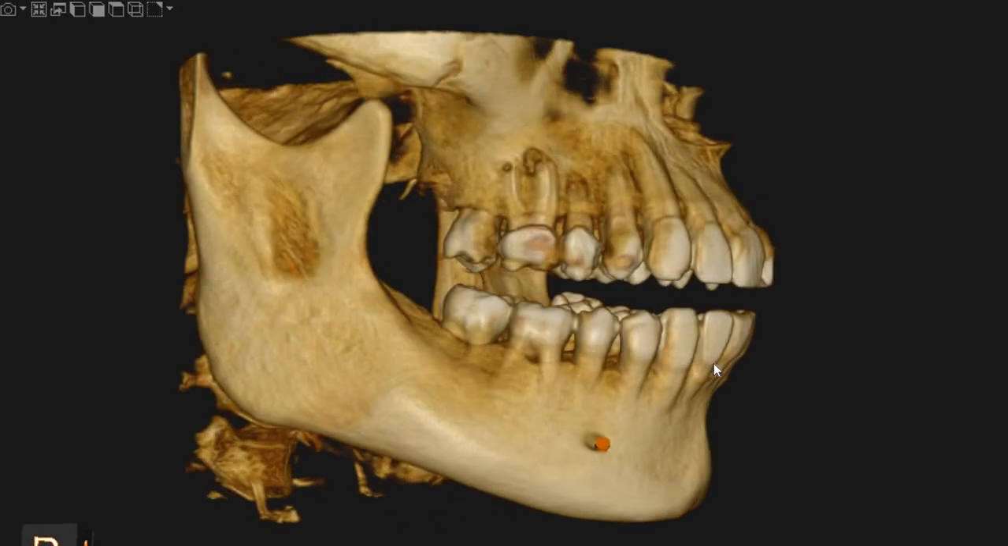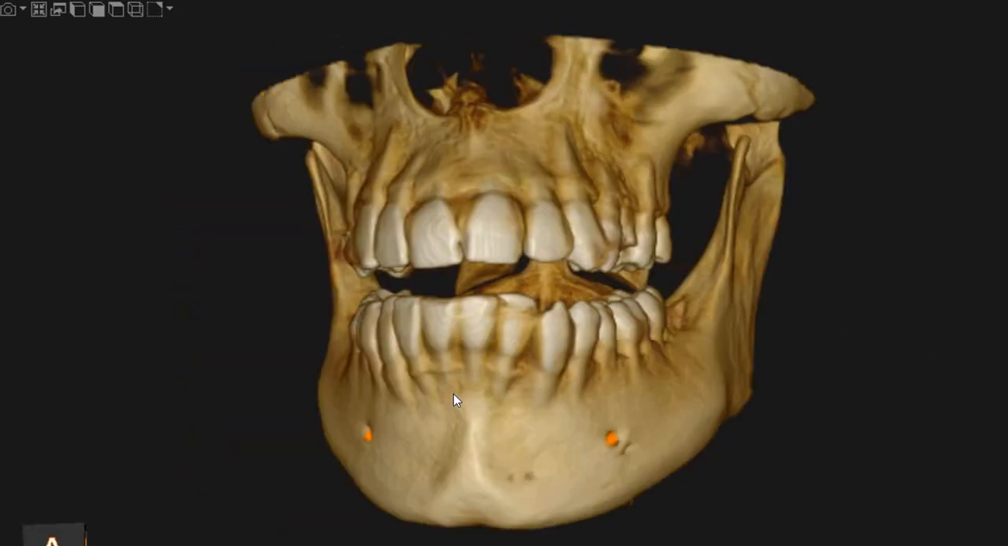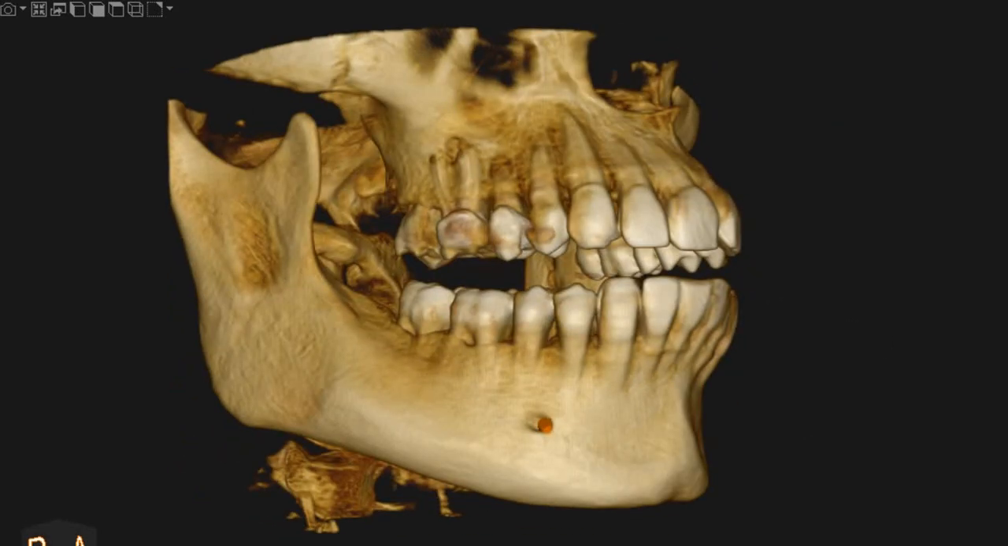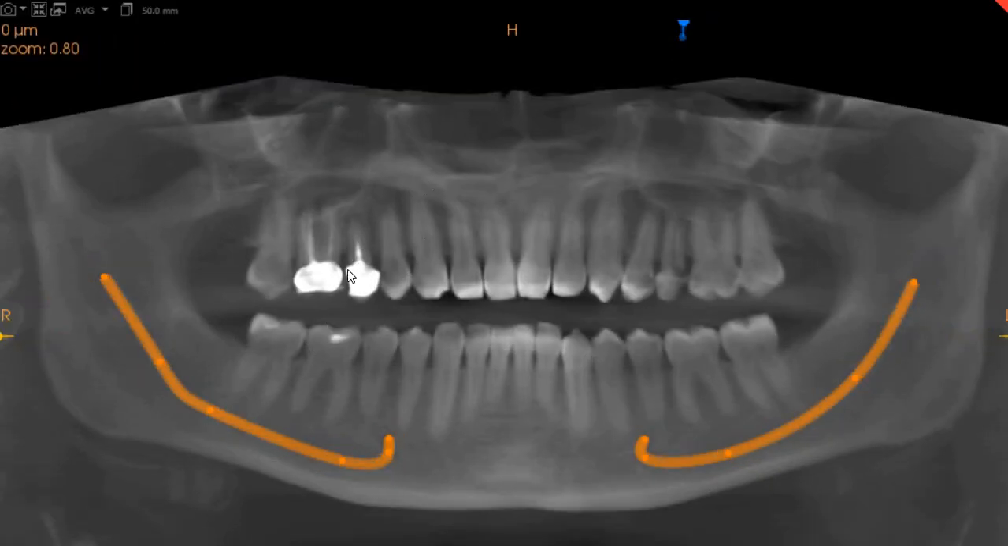This is the CBCT of the patient that you had requested. The area of interest is the upper right 5 and 6 and the upper left 5. On the panoramic view, we can see the upper right 5 and 6 are root canal treated with periapical radiolucencies, and the upper left 5 is non-root canal treated.